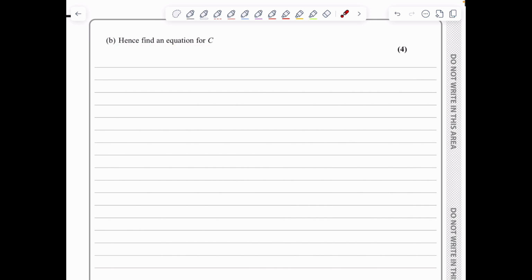In part B, we're asked to hence find an equation for C, and the first thing to do is solve the quadratic equation we obtained in part A for k. So this factorizes into k minus 5 times k plus 2 being equal to 0, which means that k minus 5 is 0, or alternatively k plus 2 is equal to 0. So we've got k is 5 or k is -2. Now the solution of -2 is rejected because the question itself says that k is positive.